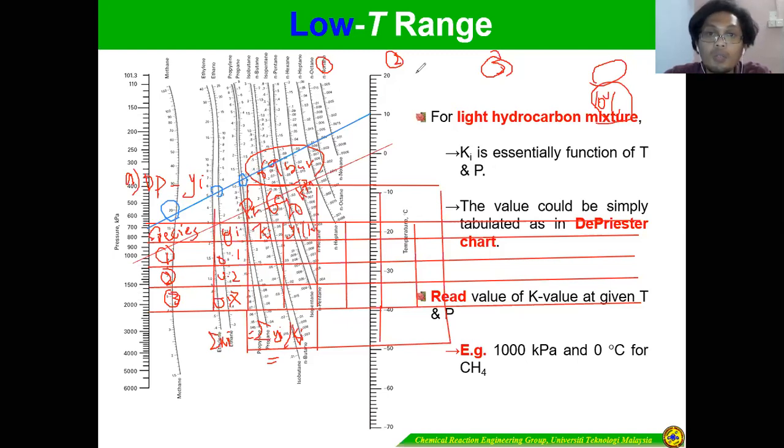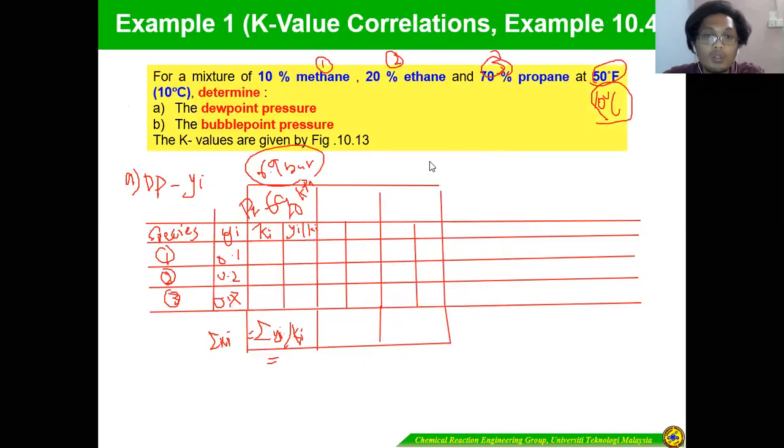Okay, so from this value, right here, we can substitute, we can put inside here. This one is equal to 20, 3.25 as well as 0.92. And then yi divided by Ki, you can get here 0.05. 0.2 divided by 0.25, this one 25.